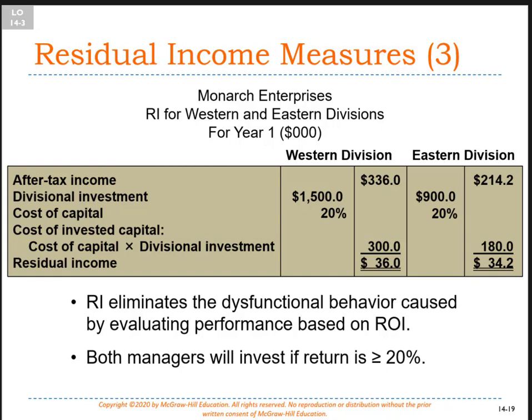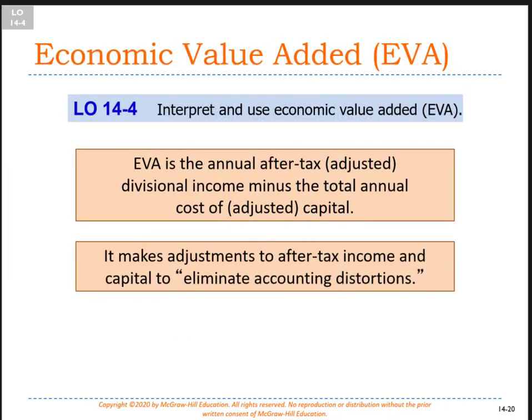Now, as long as the project is going to make more than 20%, we're on board, both in the Western Division and Eastern Division, because all I need to do is not beat last year, not beat my Eastern Division, just beat the cost of capital that the company has stated and figured out.